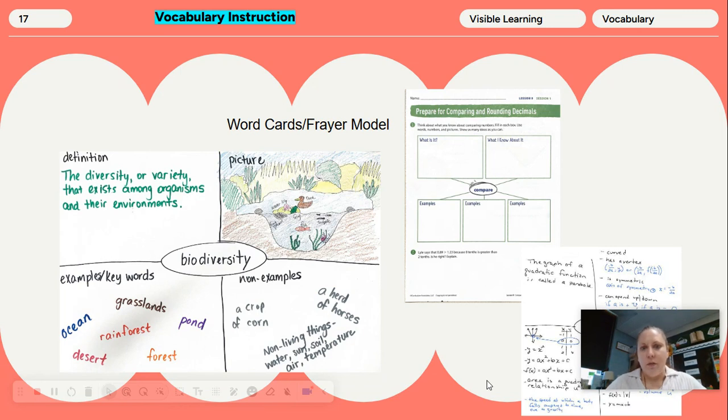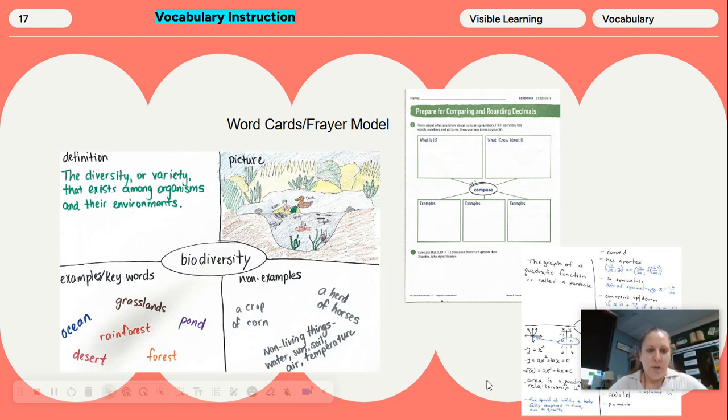We probably all remember the Frayer model from college, but this has a really strong effect on students' understanding of vocabulary. If I had to pick one strategy that I've seen impact my classroom in vocabulary over the last 18 years, it is the Frayer model. You can't do this with every single vocabulary word. It would not be time efficient.